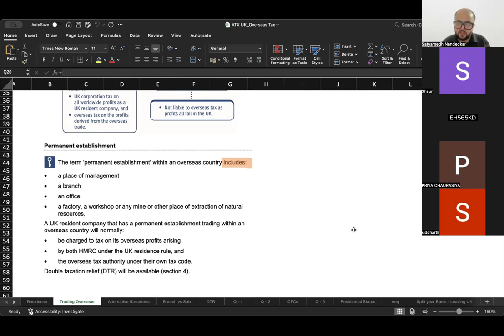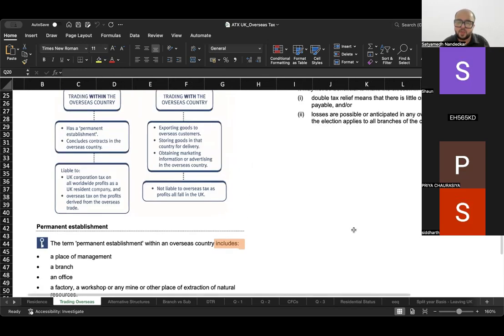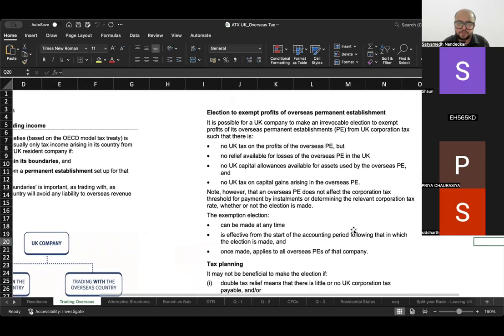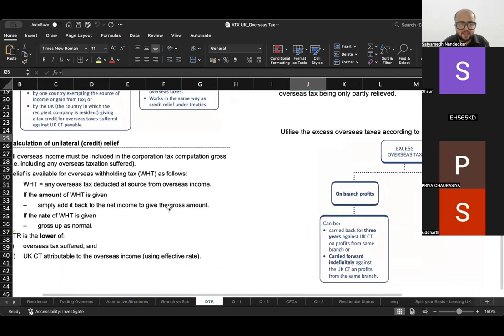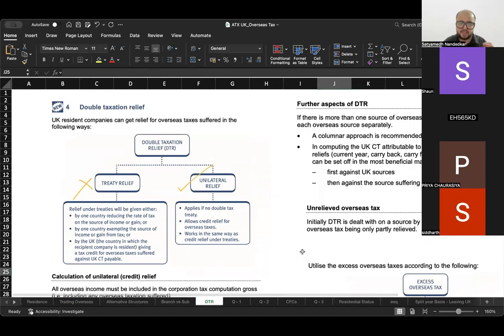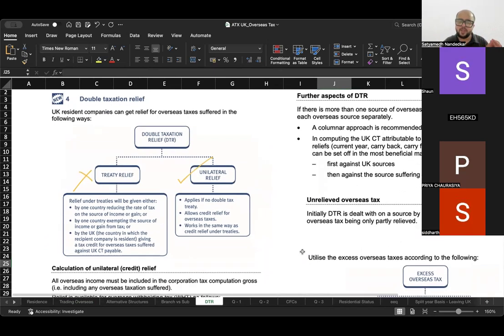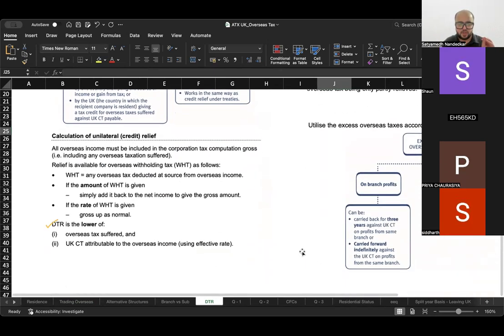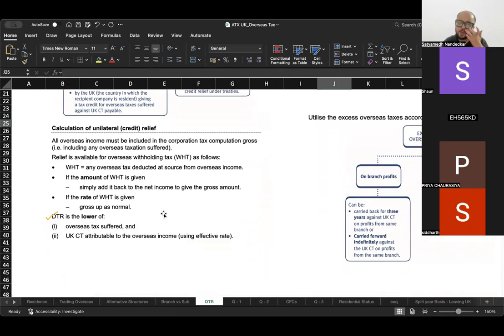Now, in order to prevent this double taxation, we have something that is known as the double tax relief. Now, how does the double tax relief actually work? We don't have treaty relief in our syllabus. We only have the unilateral relief. What is unilateral relief? In this case, there is no double taxation avoidance agreement, no double tax treaty with another country, and you have to calculate the double taxation relief. How is it calculated? It is always the lower of overseas tax suffered and UK corporate tax attributable to the overseas income.